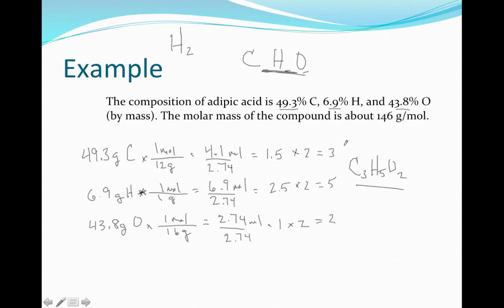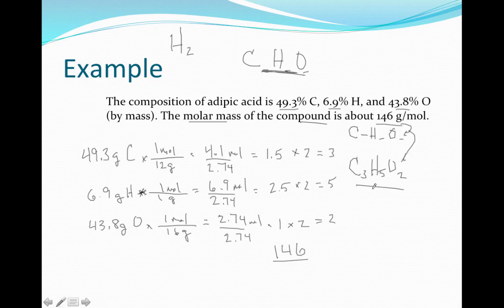All of that should be review from the last vodcast, so let's talk about the molecular formula part of this process. You're going to be given the molar mass of the actual compound, and in this case it's 146 grams per mole. So I am just going to write that down here for right now. Since the molecular formula is going to be some factor ratio of these subscripts, in other words it might be C9H15O6 or something like that, the molar mass of this formula is going to be some ratio of that formula.